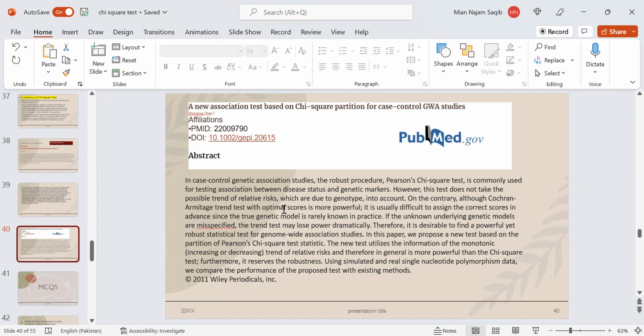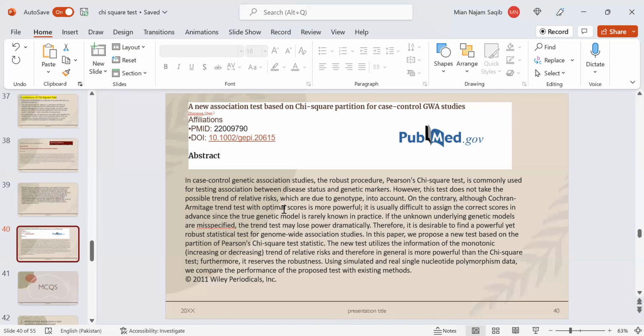On the contrary, although the Cochran-Armitage trend test with optimal scores is more powerful, it is usually difficult to assign the correct scores in advance since the true genetic model is rarely known in practice. If the unknown underlying genetic models are misspecified, the trend test may lose power dramatically. Therefore, it is desirable to find a powerful yet robust statistical test for genome-wide association studies.